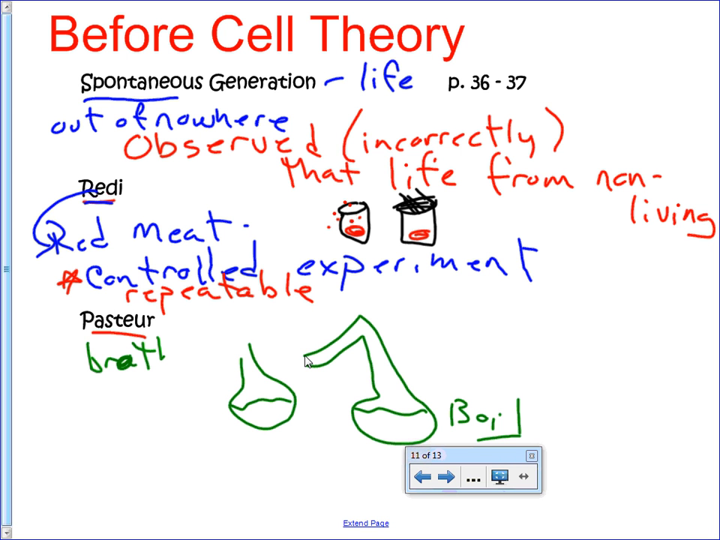And once he had boiled it in this little container, it stayed fresh. And then if he broke this little glass thing off, and then the air, just the regular air has bacteria and mold and stuff in it, then the mold would grow again. So again, it was a very famous experiment.